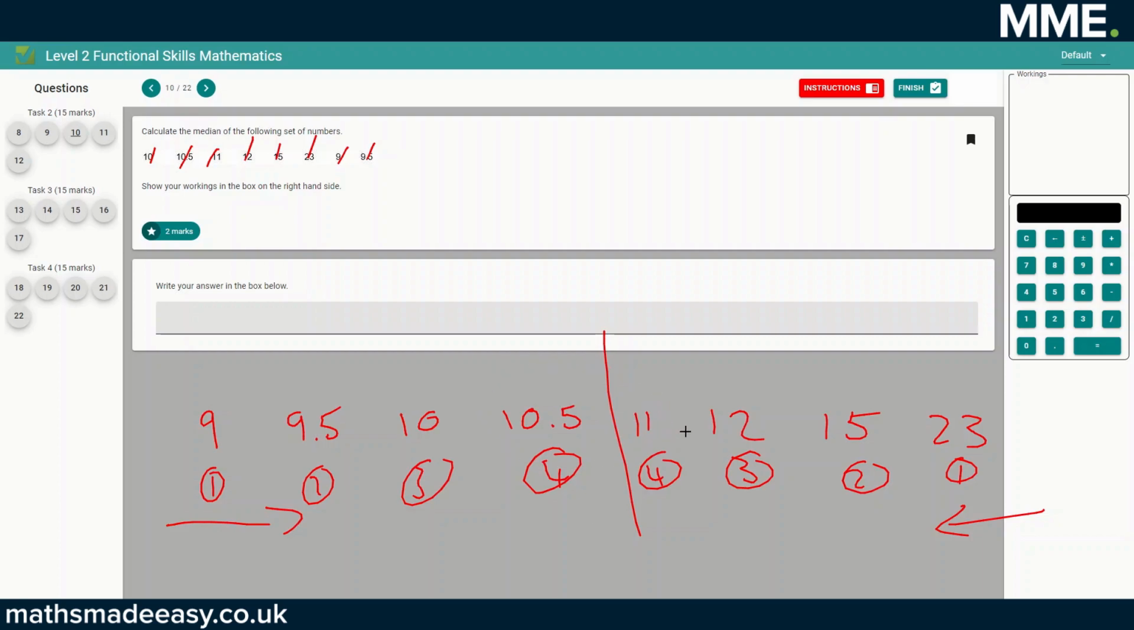Since we also know that it will be halfway in between those 2 values, to find out the value of the median, we simply add these 2 up, which is 10.5 plus 11, and divide by 2. And this will give a value of 10.75, which is the median value for the set of numbers given.